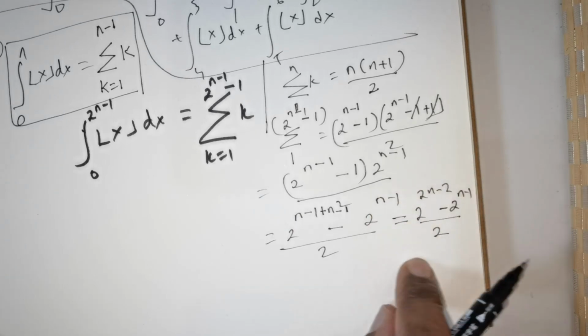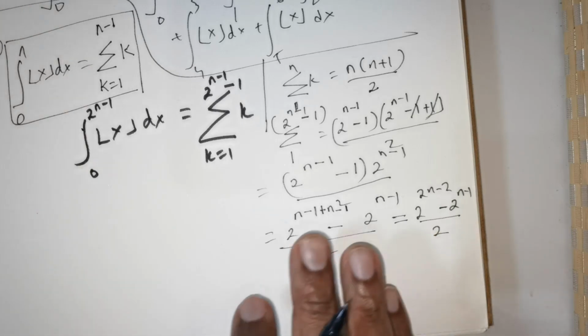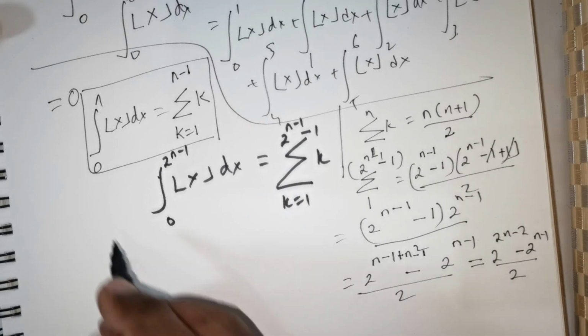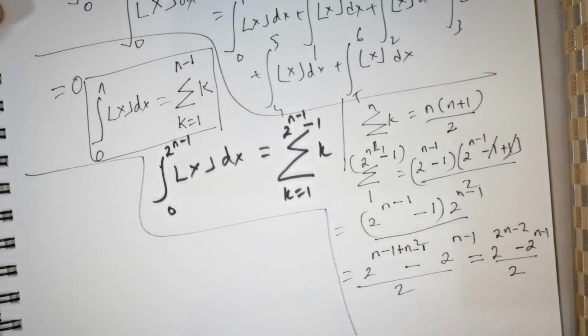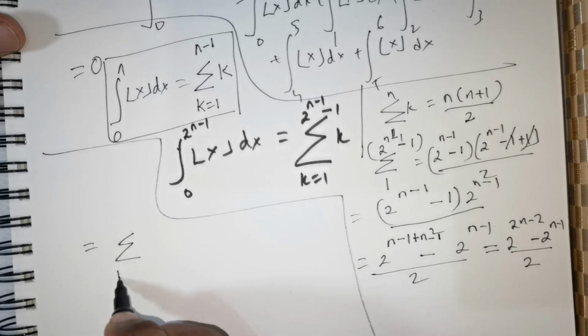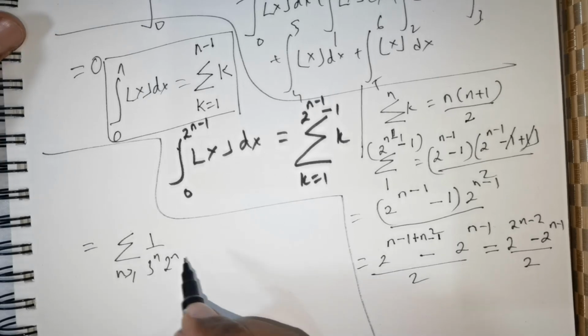Now I need to take this sum and substitute it over here. Let me just use this space. What did I initially get? This is the sum for n greater than or equal to 1 of 1 over 3 raised to the power of n times 2 raised to the power of n.